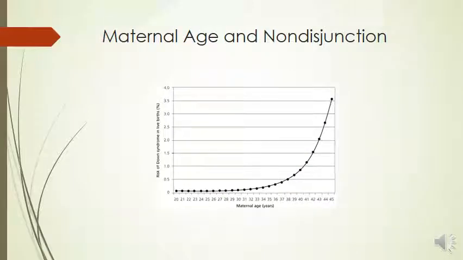Again, we're looking at the same graph that we saw last week, showing what happens with maternal age with the increase in individuals that have Down syndrome due to non-disjunction. As we hit 30, we start to go up. 35 is considered to be the cutoff where we feel that women over 35 need to be offered prenatal diagnosis.